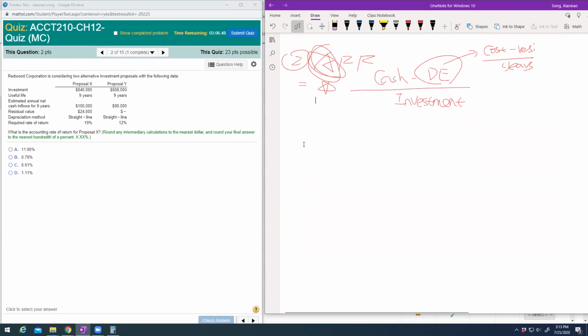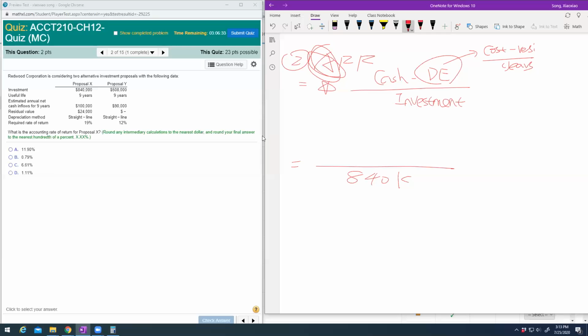Now let's look at this question, asking about ARR. Your investment, which is our denominator, is 840,000, and it will be used for 9 years.